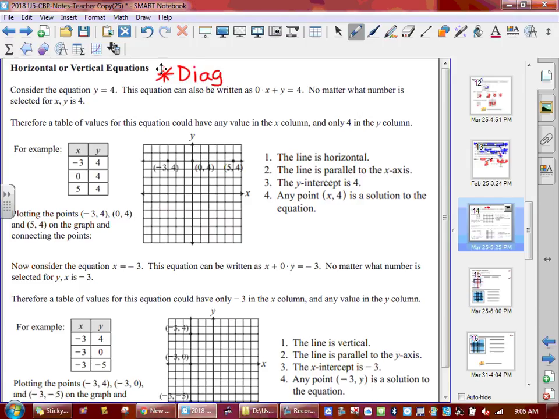Diagonal lines have x and y both. So that's something really unique. So if it's going to be a diagonal line of some sort, which is what we've been dealing with, it needs to have an x in the equation and a y in the equation. Okay, it's going to have both.